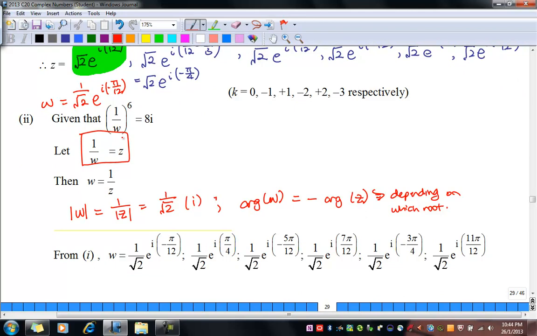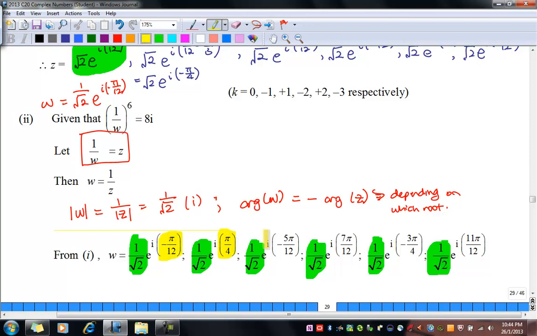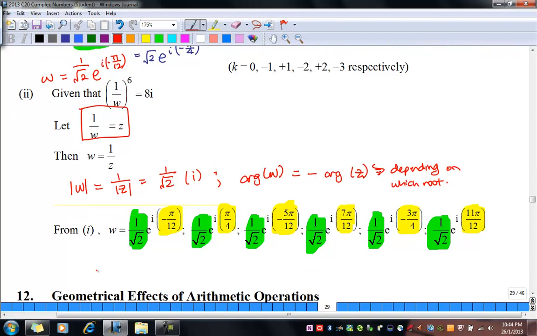And thus, by doing this substitution of all the modulus to be 1 over root 2 and all of the arguments to be the negative of the original angle, I am able to deduce the 6 possible values of w just by using the result in part 1. So the key learning point or the key technique to take away here is to compare the equations in part 1 and part 2 to observe a reasonable substitution.